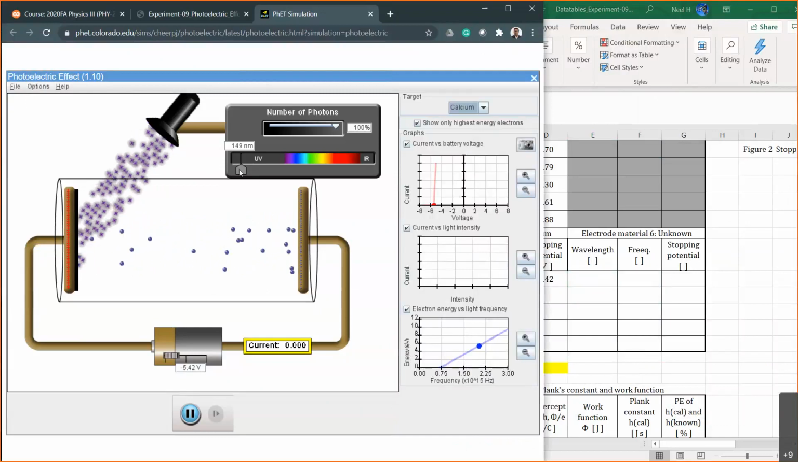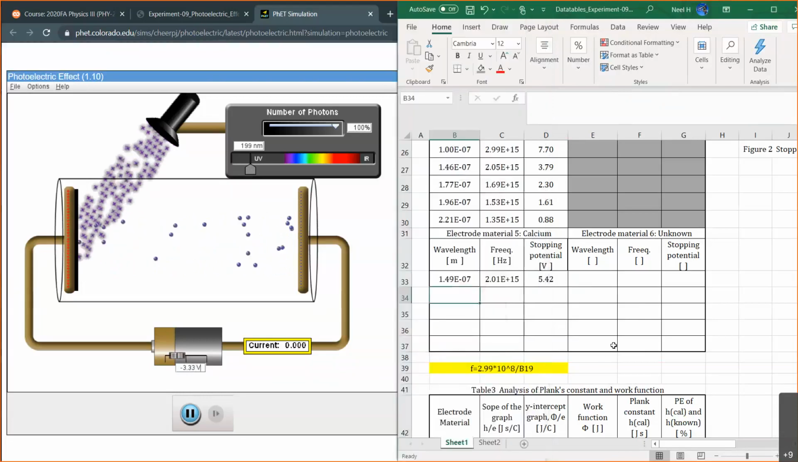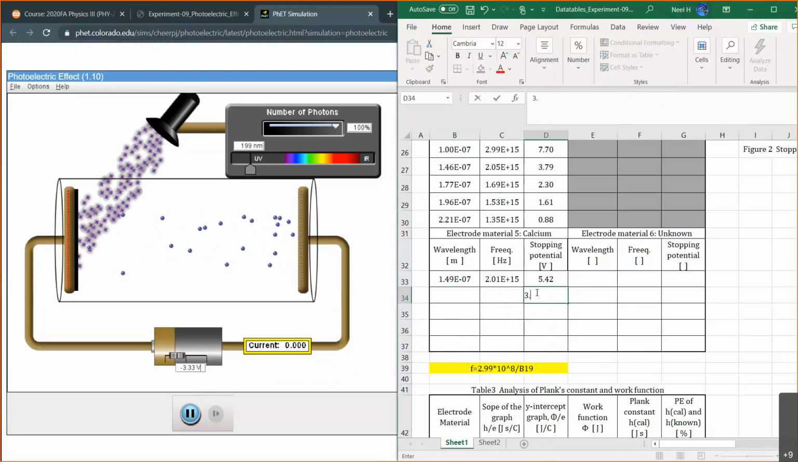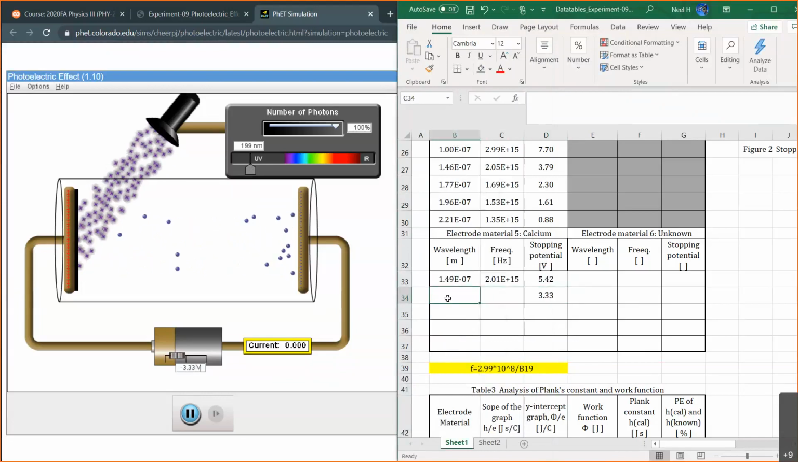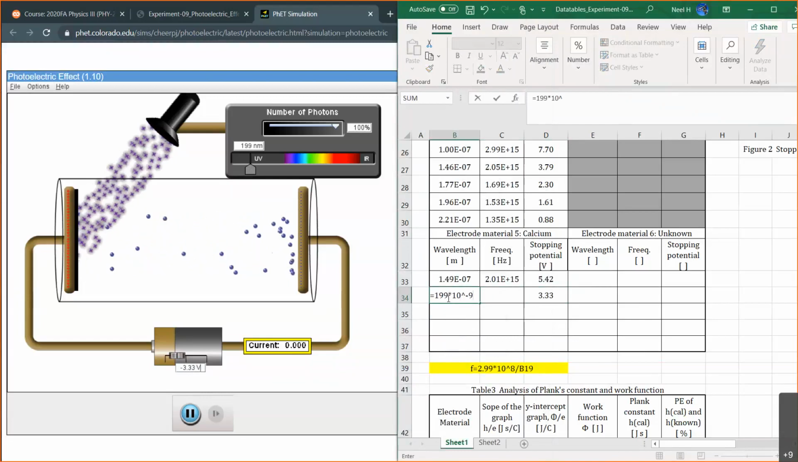Let's bring this about 50 nanometers higher, like about 200. Try with negative 3, 3.5. Too high. 3.3, 3.35, too high. 3.4, 3.3, 3.2, 3.33. So it behaves very similar to the sodium scenario. Okay? 3.33. Wavelength is 199 times 10 to the power minus 9.